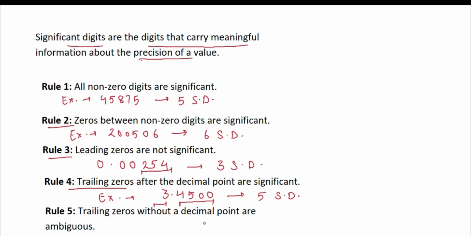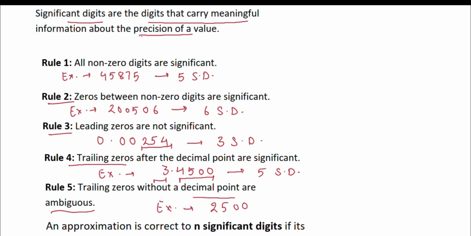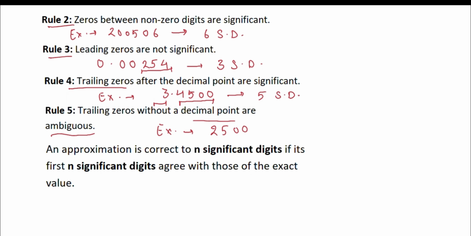And rule number 5 says the trailing zeros without the decimal places are ambiguous. That means if I write 2500, scientific notation is preferred. Now for the correct significant digits, that says an approximation is correct to n significant digits if its first n significant digits agree with those of the exact value.